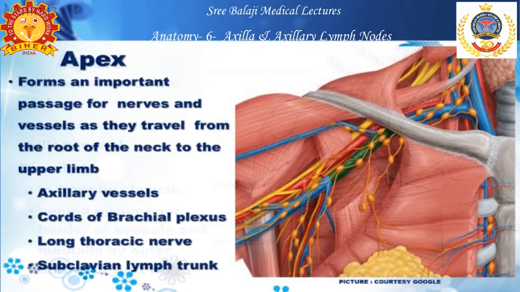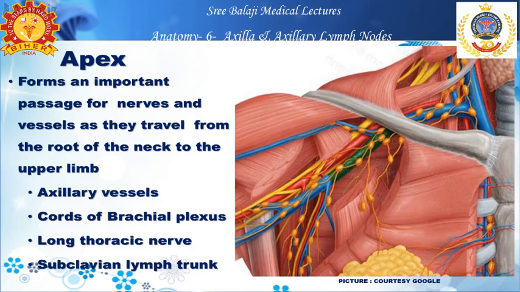It forms an important passage for nerves and vessels as they travel from the root of the neck to the upper limb. The structures which travel through the root of the neck are axillary vessels, cords of brachial plexus, long thoracic nerve, and subclavian lymph trunk.